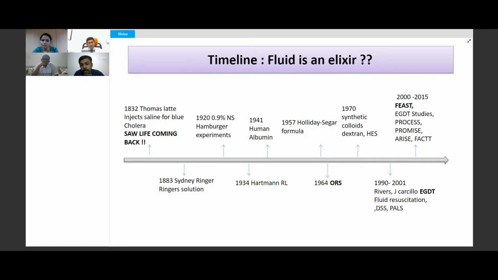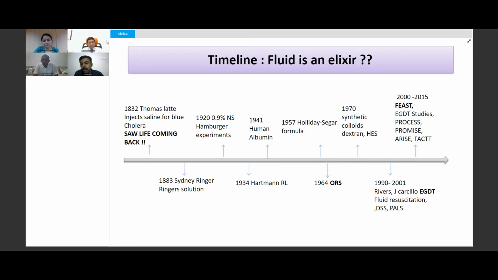In 1964, there was ORS discovery in Dhaka to manage cholera. And in the 1970s, the synthetic colloids came into role with a big boom, namely the dextran, HES, and gelatin-based components. And in the 1990s, researchers like Emmanuel Rivers and Joe Carcillo did various studies, and they named it early goal-directed therapies in sepsis, and they laid the basics for fluid resuscitation in sepsis.